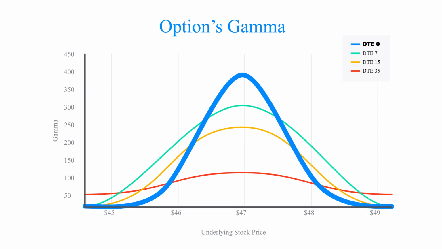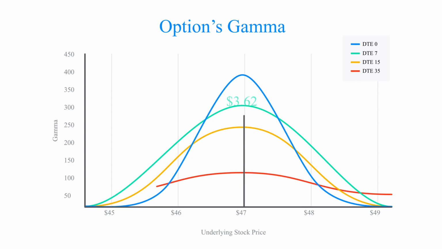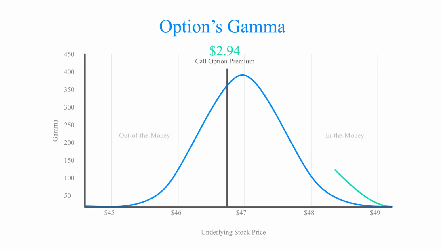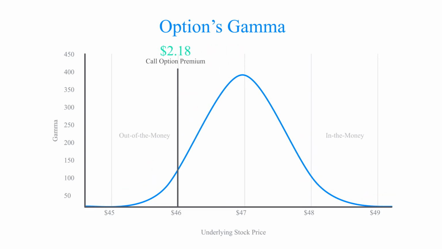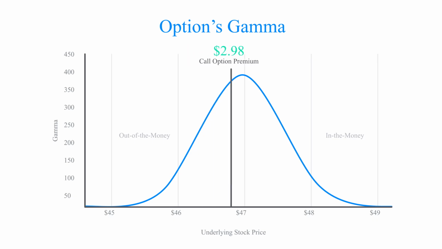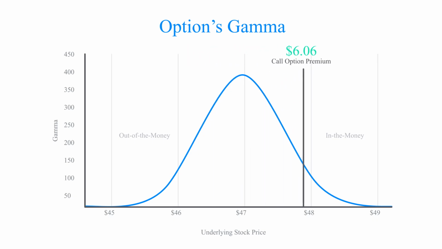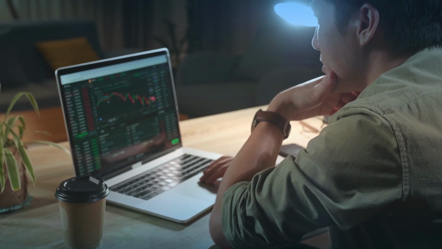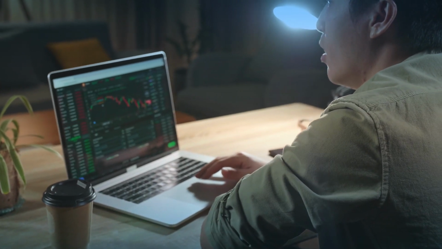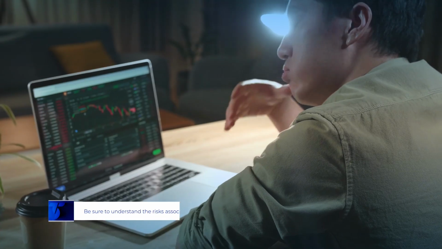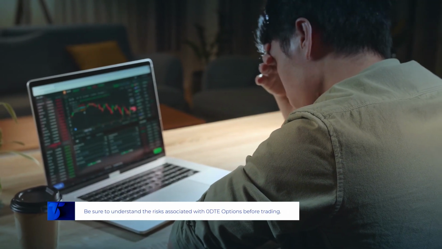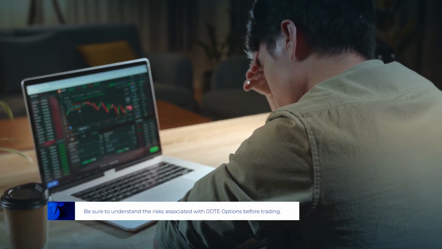This heightened gamma means that the options are more sensitive to price changes in the underlying. Additionally, gamma is affected by the moneyness of an option. At-the-money options have higher gamma compared to options that are further in or out of the money. Traders of 0 DTE options may not be prepared for substantial price movements, underscoring the importance of understanding these risks before engaging in such trades.